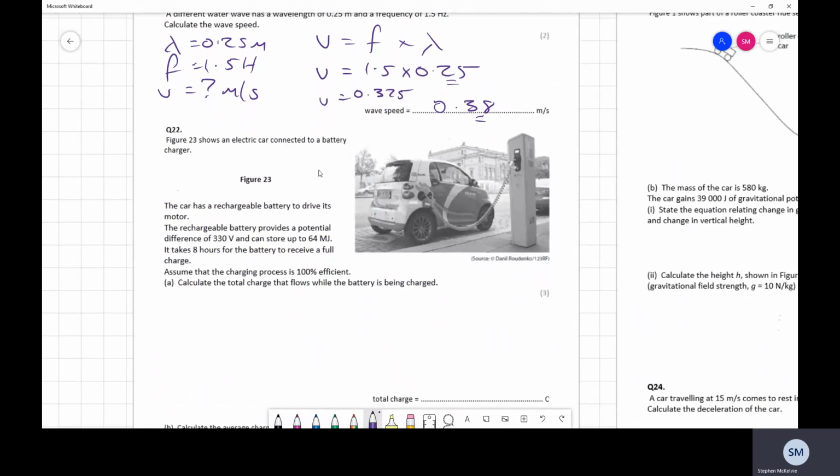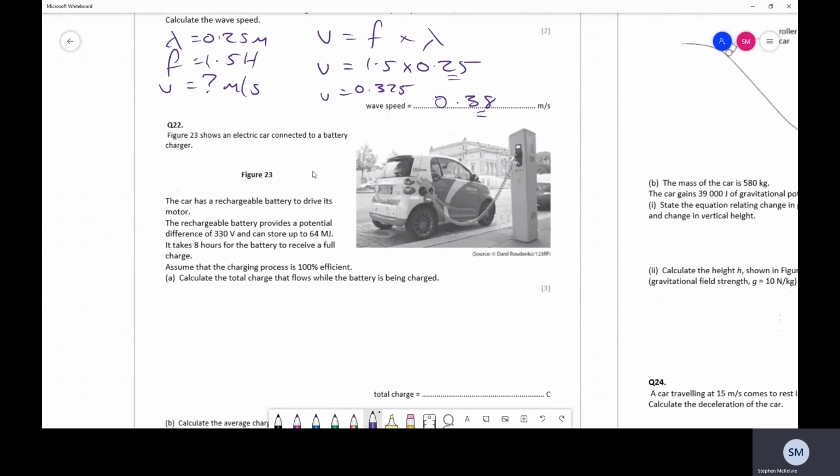Figure 23 shows an electric car connected to a battery charger. Good that, because of the price of petrol at the moment. The car has a rechargeable battery to drive its motor. The rechargeable battery provides a potential difference of 330 volts and can store up to 64 megajoules. It takes a time of 8 hours for the battery to receive a full charge. Assume that the charging process is 100% efficient. Calculate the total charge that flows when the battery is being charged.